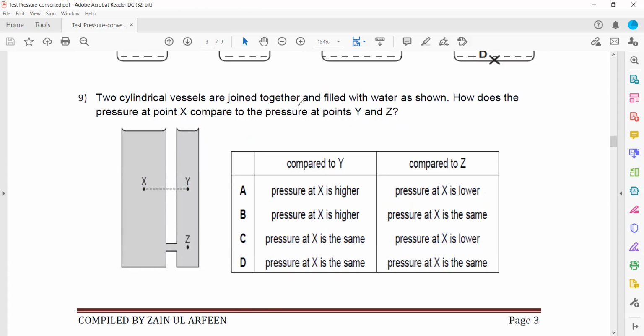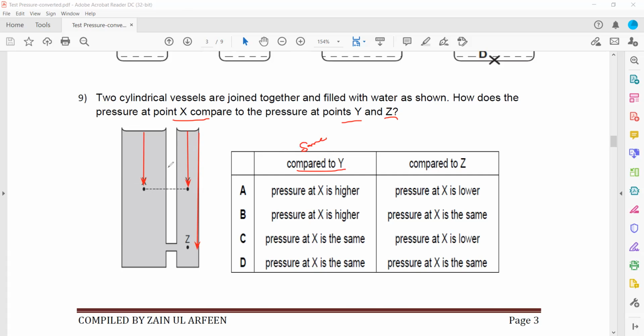Two cylindrical vessels are joined together, as you can see, and they're filled with liquid. How does the pressure at X compare with Y and Z? So pressure depends on density, and the liquid is the same. So X and Y have the same depth, but Z is much deeper inside the liquid. So compared to Y, the pressure at X will be the same.